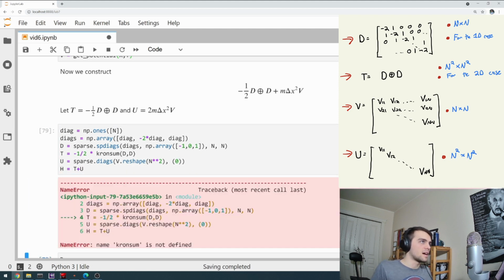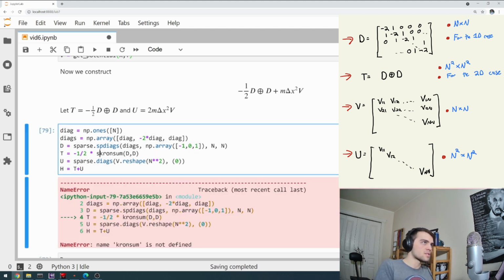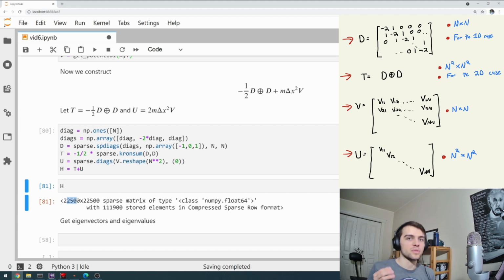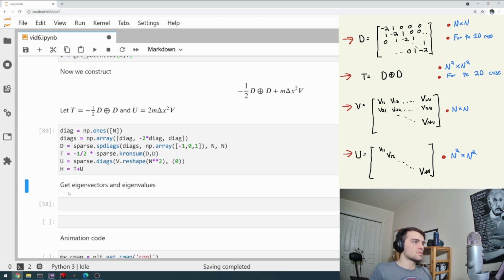And I need to use sparse. So now I have H, and H is 22,000 by 22,000. Remember, it's n squared by n squared. This is why we need to use these sparse matrices. And it's actually really simple now to solve this equation.